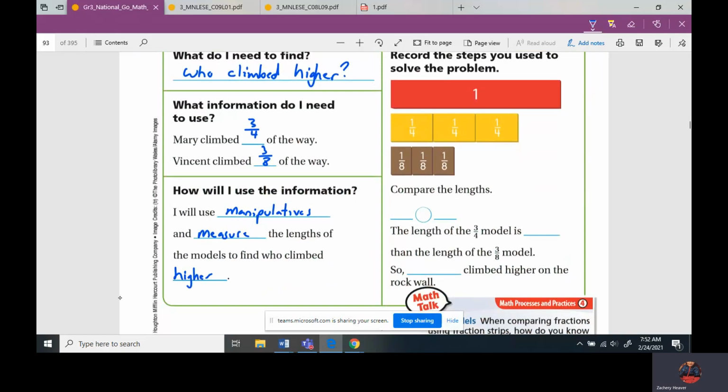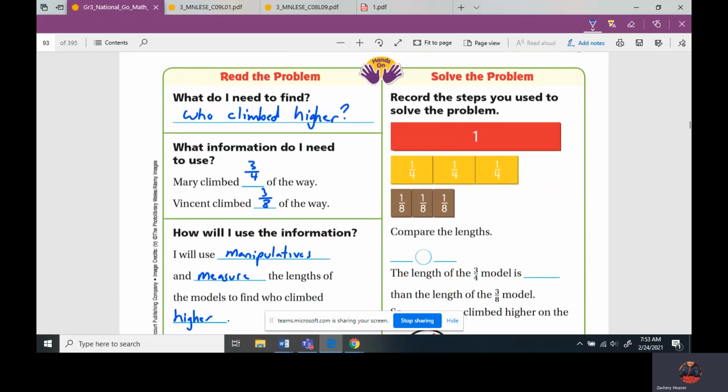Manipulatives are little blocks, and you have these little blocks that look just like this. What they decided to do here was use a whole number as the wall. Whoever fills up this 1 or gets closer to the end of the 1 is who climbed higher. This is what Mary did: 1/4 plus 1/4 plus 1/4. I'm going to put M right here for Mary and V right here for Vincent. This is 3/4. Look how far Mary went. And Vincent went 1/8, 2/8, 3/8. This is how far Vincent went. If we're climbing up this big ladder or wall to reach the finish line, who's closer to the finish line?